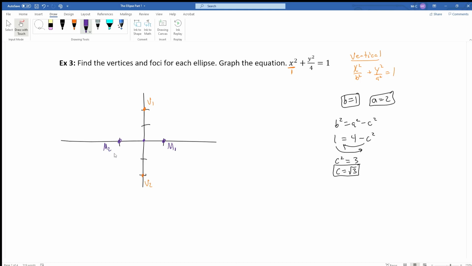And my vertices so far are 0, 2, and 0, negative 2. Obviously, my M1 and M2 are going to be 1, 0 and negative 1, 0, but we're not asked for those explicitly, so I'm just not writing them down.